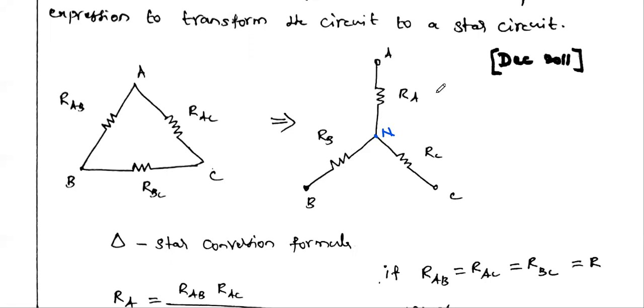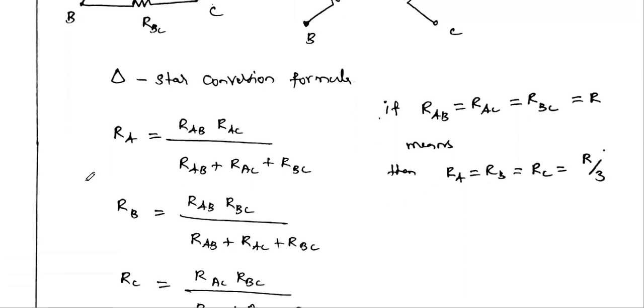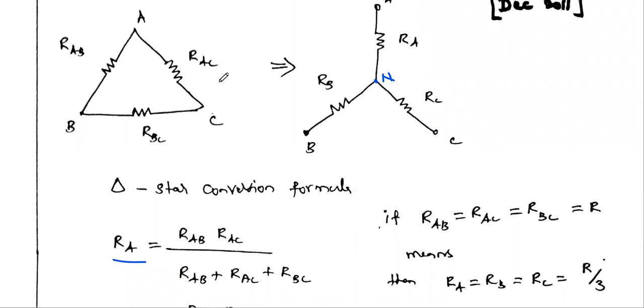So how do we obtain this RA value, RB value, RC value in terms of the delta elements RAB, RBC, and RAC? Your formula: you see the resistance RA. While converting this delta into star, the star value RA is calculated by multiplying the two resistances that are connected at node A.